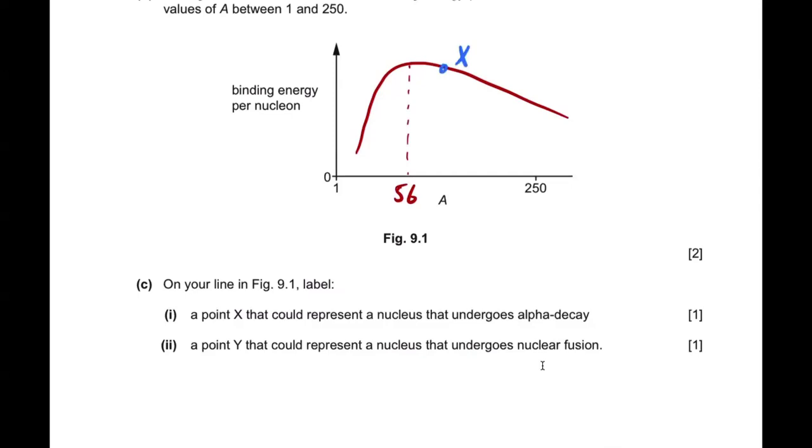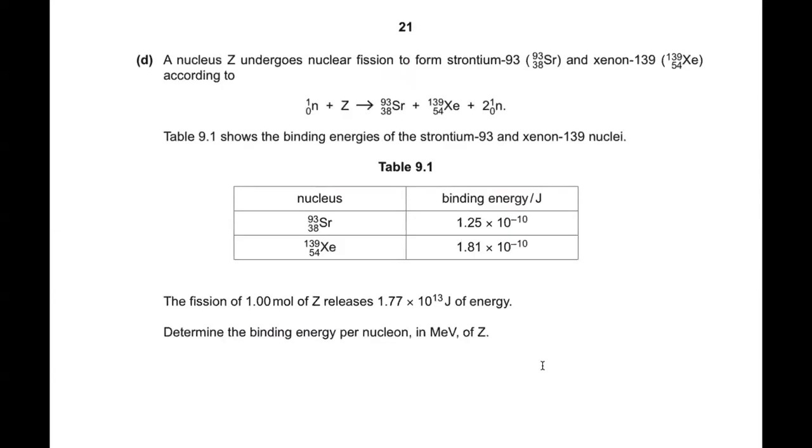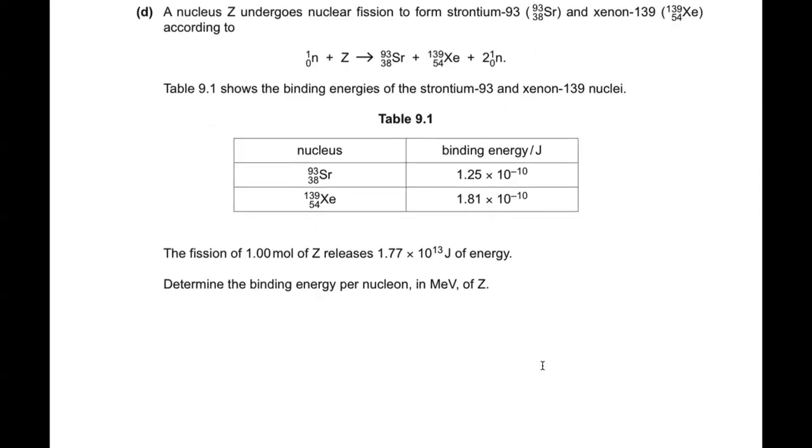And a point that undergoes nuclear fusion, these are the lighter elements that fuse together to have a greater binding energy per nucleon number. A nucleus Z undergoes nuclear fission to form strontium and xenon. According to this equation, 9.1 shows the binding energies of strontium and xenon. Fission of 1 mole of this releases 1.77 into 10 to the 13 joules of energy. Determine the binding energy per nucleon number in mega electron volt of Z.